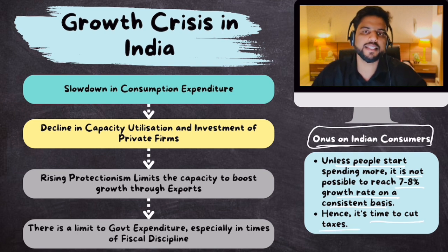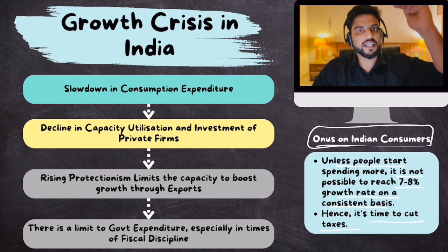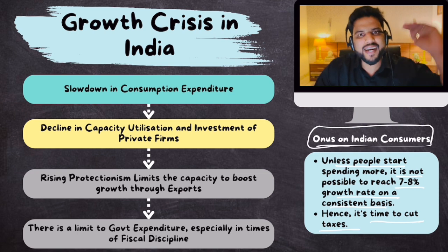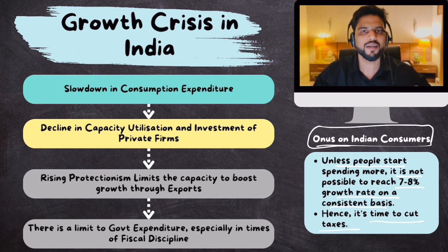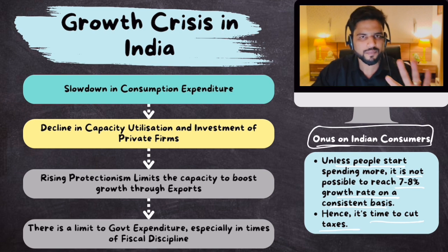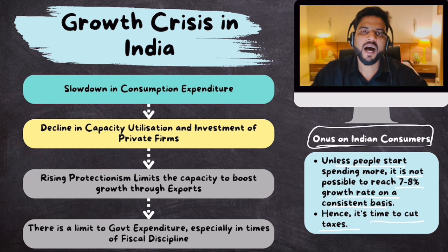And that is why there is this debate: are Indians being overtaxed? If Indians are being overtaxed, then now is the time to reduce those taxes. But if Indians are already being undertaxed, then there is no point in reducing taxes further. Then we have to find another solution. If Indians are undertaxed as compared to other countries of the world, then we shouldn't reduce taxes further, because the government already has very little resources. Make sense?